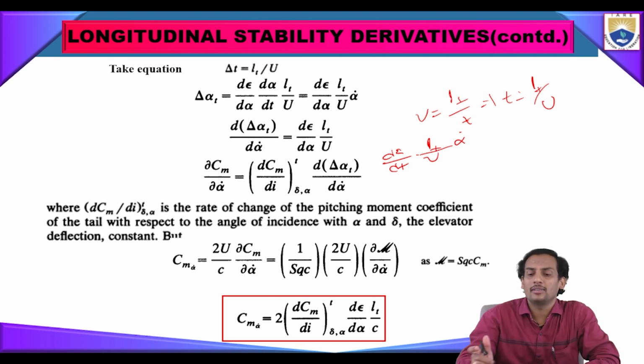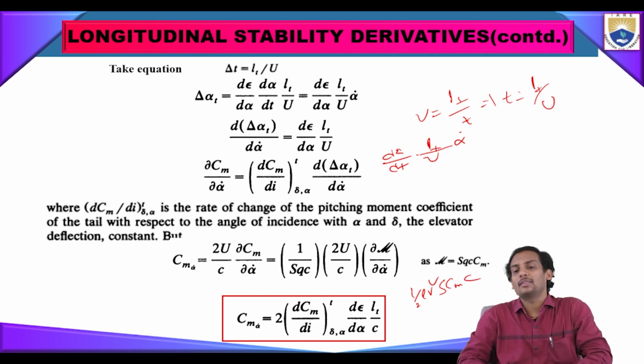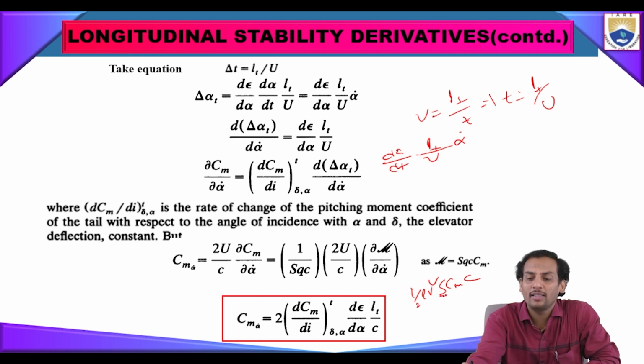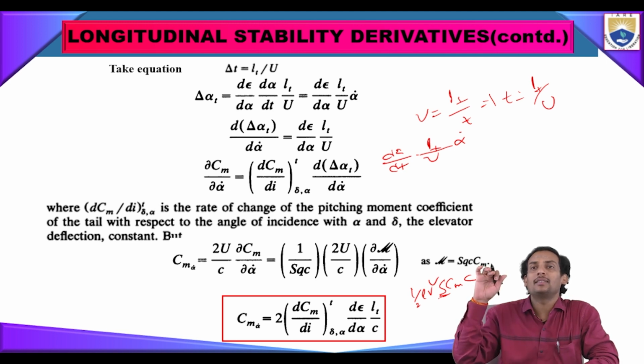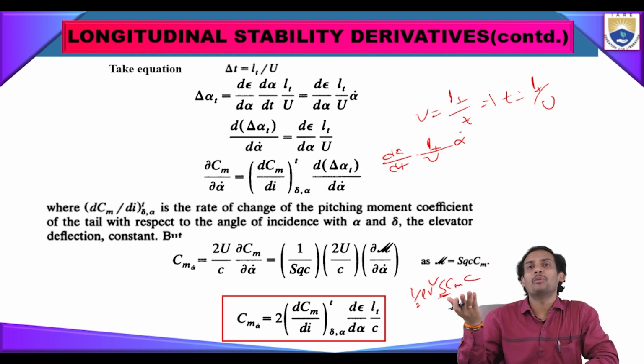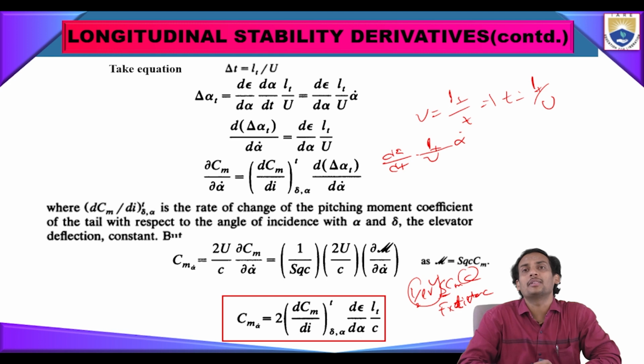CM is the constant moment coefficient. S is the span area, C is the chord, and half rho V square S CM C. Half rho V square is Q, a pressure force, into the span area, so it is a force. Force into the perpendicular distance is the moment. So this whole term is force into distance, and the same gives the moment coefficient.